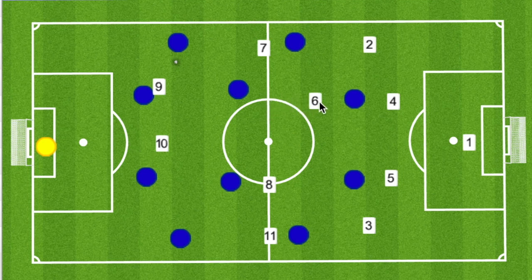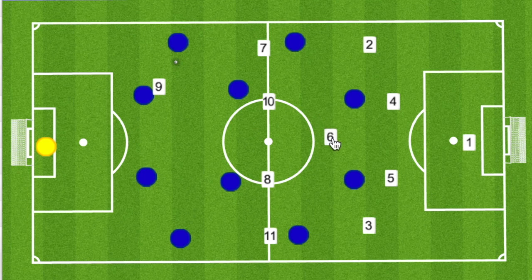The number 6 and the number 8 would essentially be a little bit farther back, closing the space between the center backs and the midfielders. That space would be a lot less. But with the 4-1-4-1 formation, the number 6 is a line of its own, covering that space between the center backs and the number 8 and the number 10.